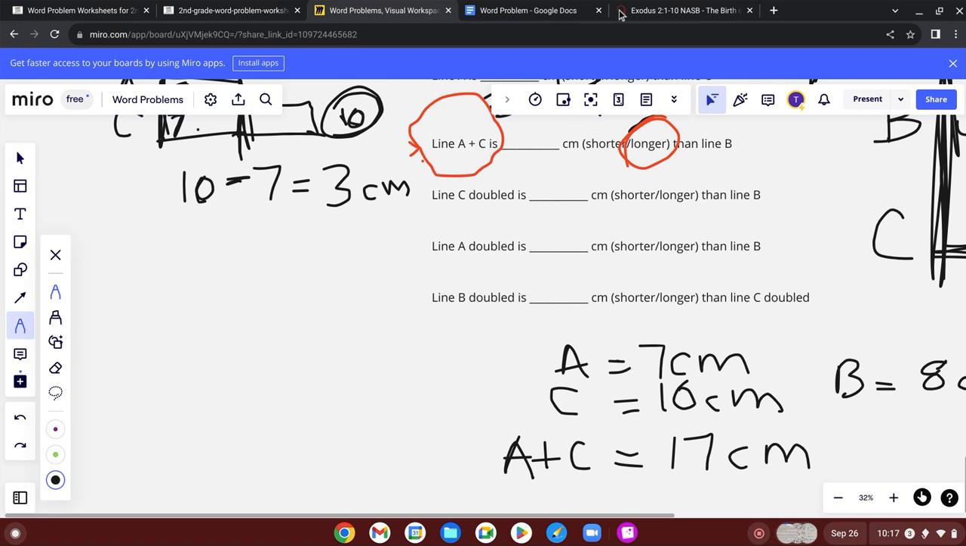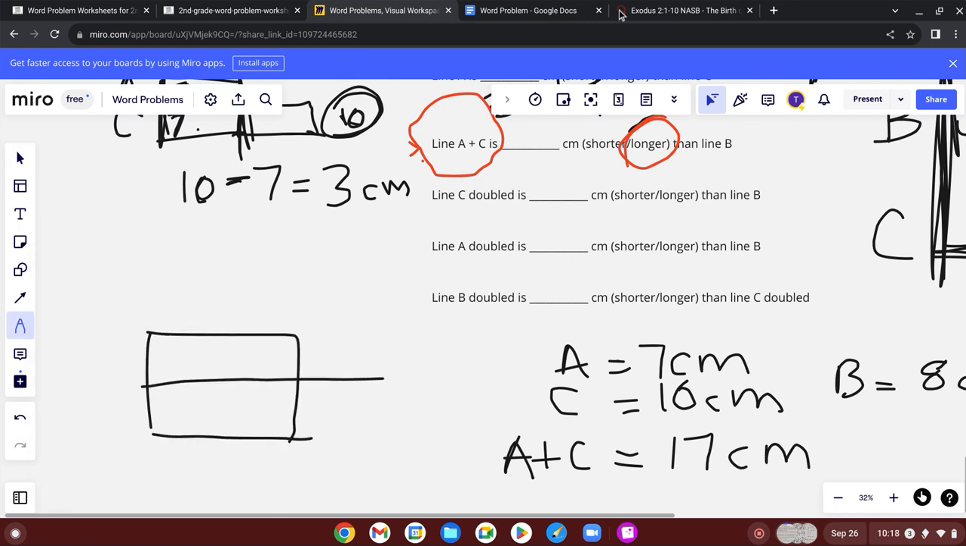So now we're gonna draw a tape diagram. And what are we comparing? Line A and C, that's the longer line. So we're gonna put it here, and we're comparing it to line B. We know line B is 8 centimeters. This part is where they both are the same, so we know this is 8 also.